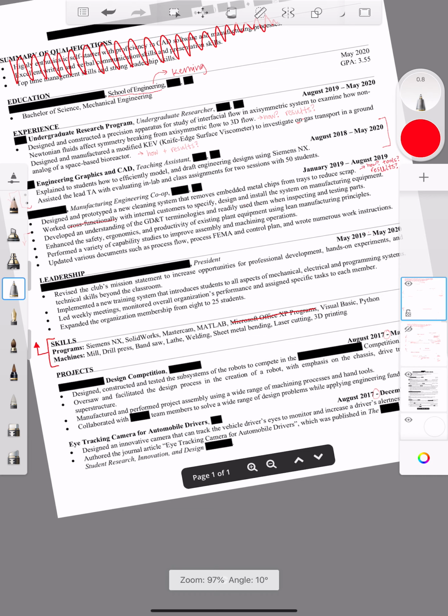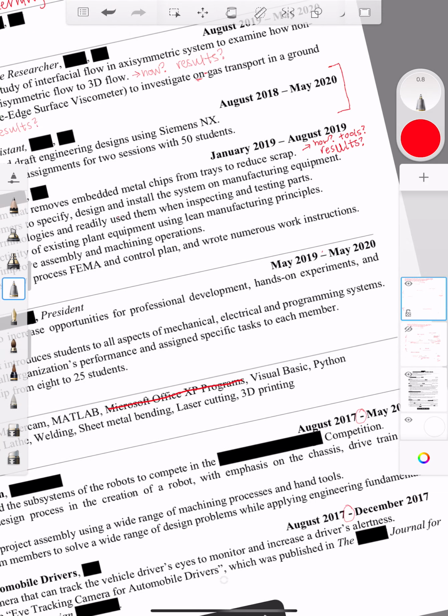Developed an understanding of GD&T terminologies and readily used them when inspecting and testing parts. Developed an understanding is also pretty weak, because I need examples, basically, of how you did this. Don't tell me you learned this. Don't tell me, oh, I learned Spanish. It's like, how well did you learn Spanish? Did you use Spanish on a trip?